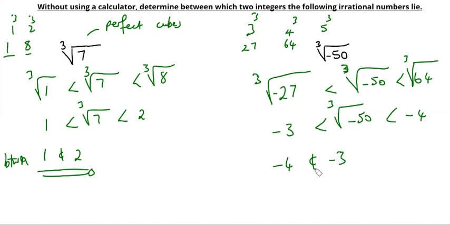You must put them in order, because we start from the back: there is negative 4, then negative 3. So it lies between negative 4 and negative 3. This is going to be your answer.